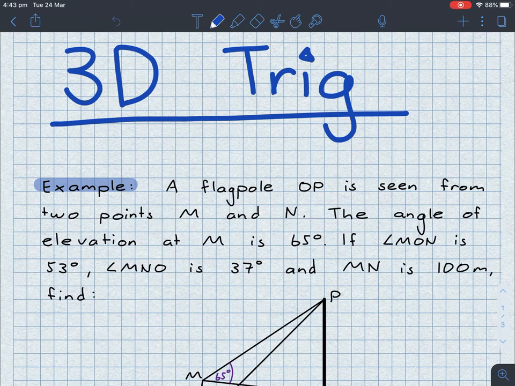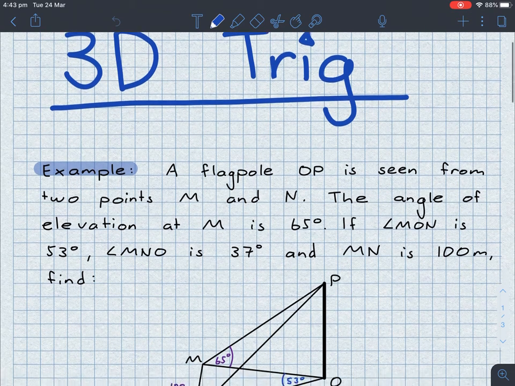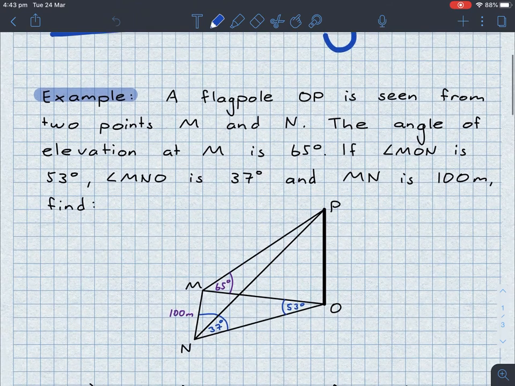So 3D trig at this point in your syllabus is just 2D trig, but you have to work out what the question is asking you from a 3D picture. So we're going to look at this example where we have a flagpole OP, which is seen from 2 points M and N. And then we're told the angle of elevation at M is 65 degrees, MON is 53 degrees, MNO is 37 degrees, and then the distance from M to N is 100 meters. So all that information is given to you in this diagram.